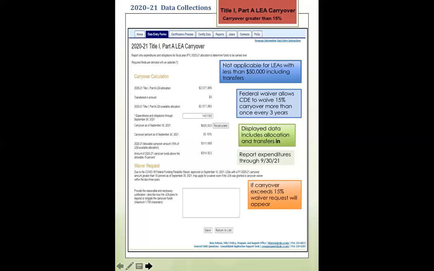And as noted here, if you receive less than $50,000 of Title I, the carryover limit doesn't apply to you, so you're good to go. So you're going to report expenditures through September 30th, 2021, and if that exceeds 15%, then the box at the bottom is going to pop up, and that's where you need to apply for the waiver. And in that box is where you need to provide a justification that it's reasonable and necessary for you to carry those funds over, and how you're going to spend them. So if you are under 15%, the box won't even show up. If you're over 15%, then you're going to have to fill in the box.